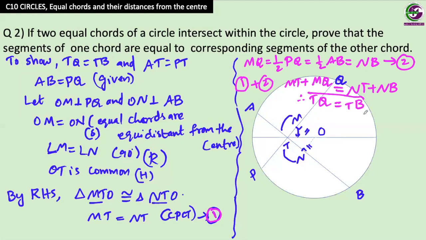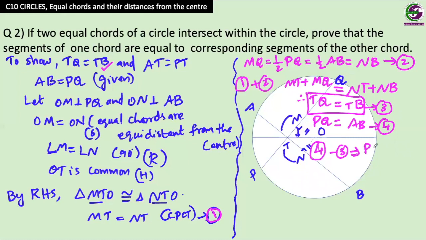So we found one part of the proof. Next, we have to show AT and PT are the same. Let this be equation 3. We already know that PQ is equal to AB. Let this be equation 4. Now equation 4 minus equation 3 will give us PQ minus TQ, which is PT, is equal to AB minus TB, which is AT. That was the second proof.